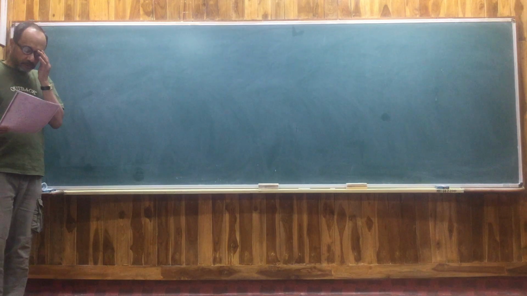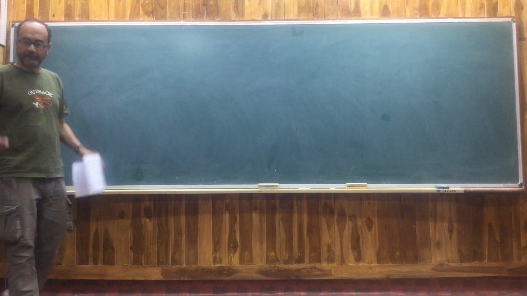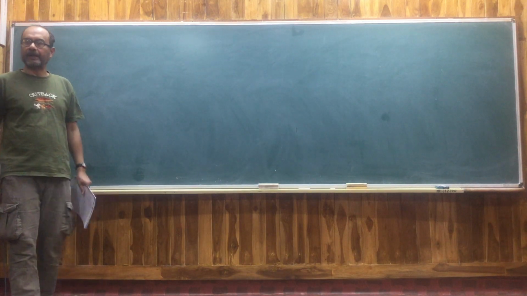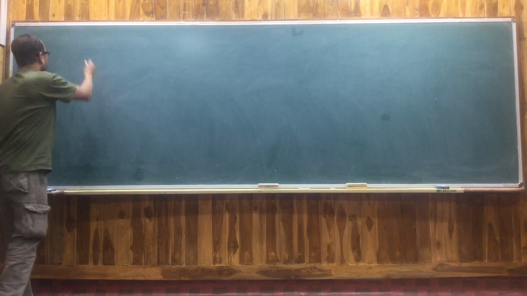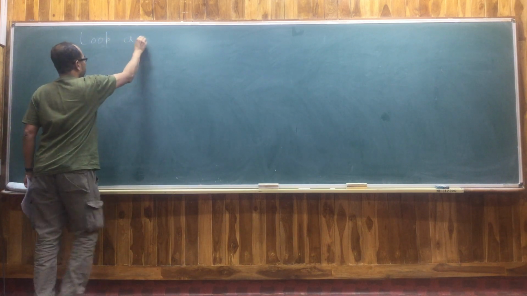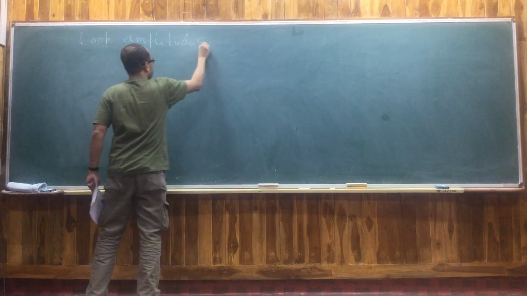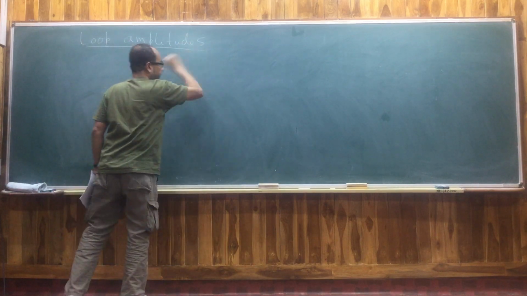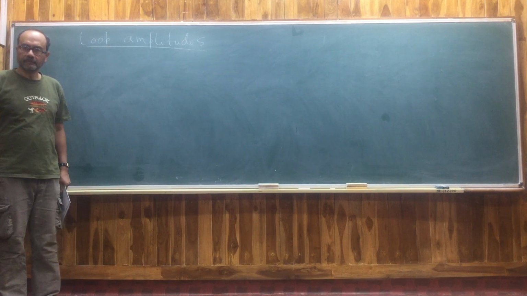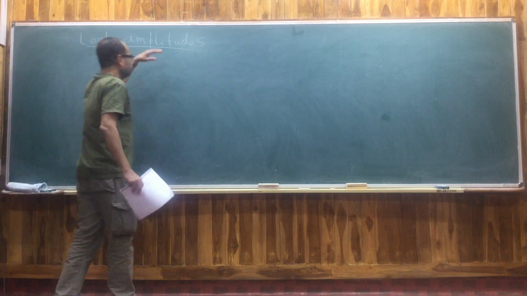Today I'll try and start discussing loop amplitudes. Of course, we set up the general formalism of how to derive Feynman rules. But we'll see that there are some special features of the loop amplitudes which have to be understood before we can actually evaluate them. And the special feature that you have to understand is the following.